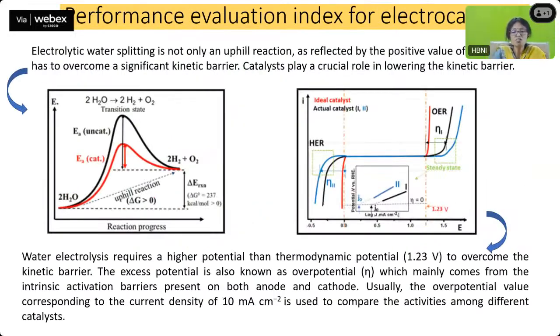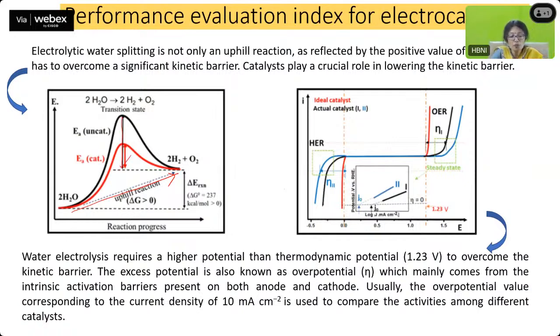So what is the performance evaluation index for electrocatalyst? Electrocatalytic water splitting is an uphill reaction, as you can see over here. This is an uphill reaction as shown, because it has a positive value of delta G. But not only that, it also has to overcome a significant kinetic barrier. And catalysts play a very crucial role in lowering this particular kinetic energy barrier. This is what it lowers.